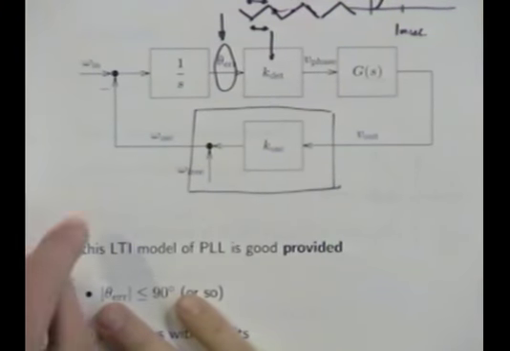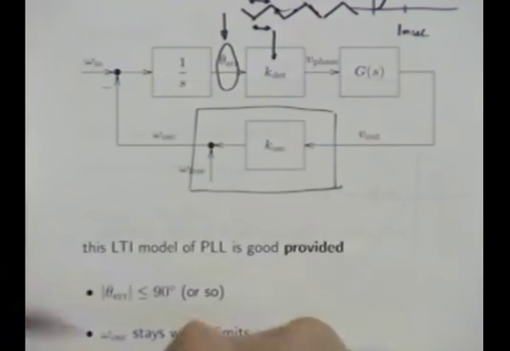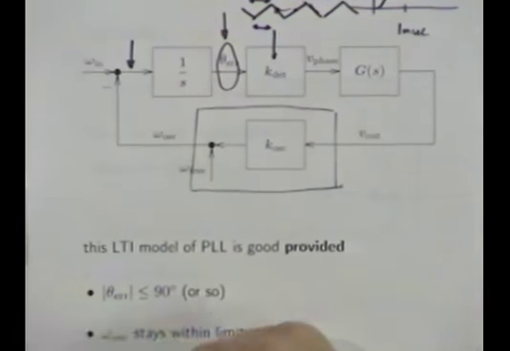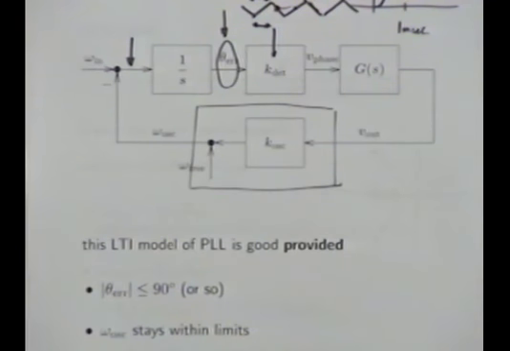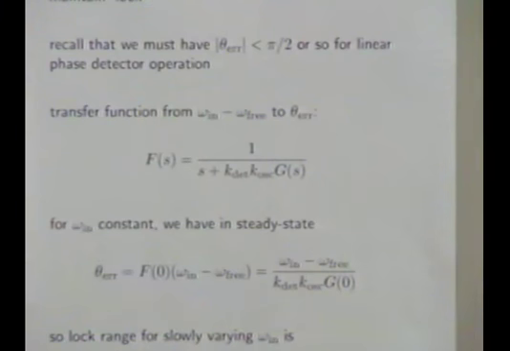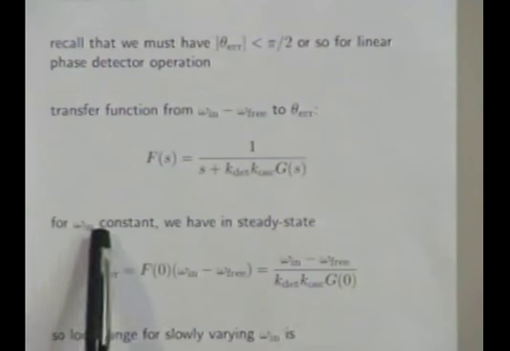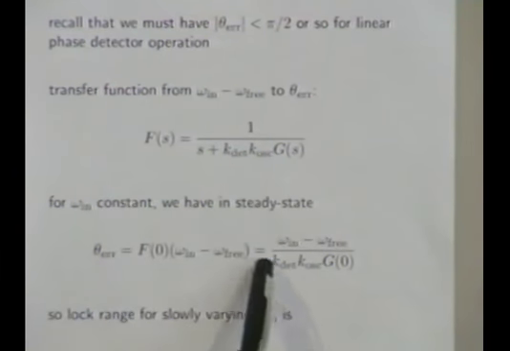Okay, so what we'll do is we'll calculate the transfer function. Turns out we'll calculate the transfer function from omega in minus omega os. That's this signal here to theta error. And when you do that, you get this transfer function here. And you can now, for example, plug in omega in constant. I mean, sorry, if it's constant, you plug in s equals 0, and this is your theta error. This is your phase angle error.